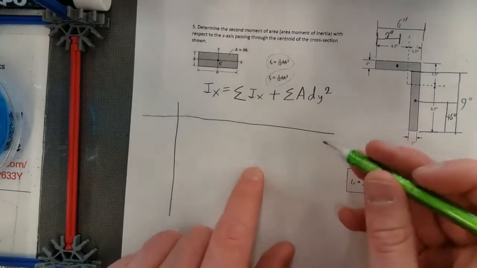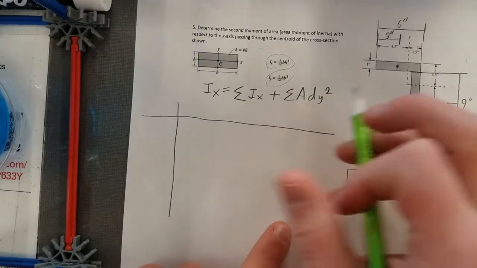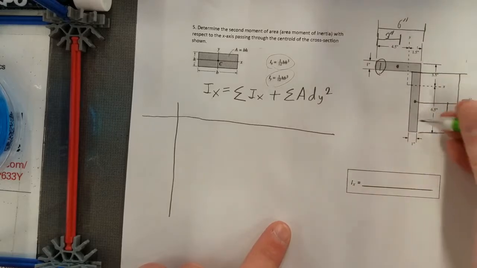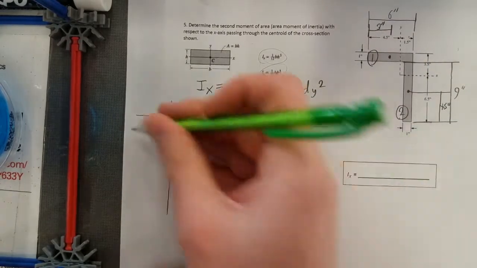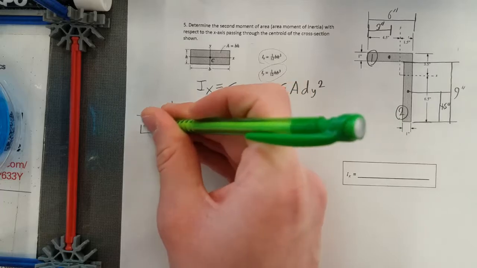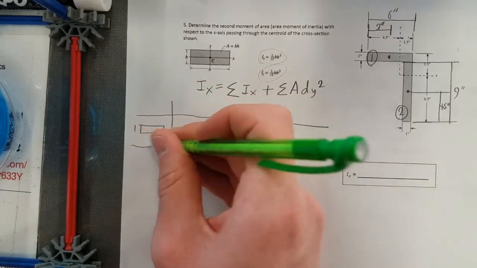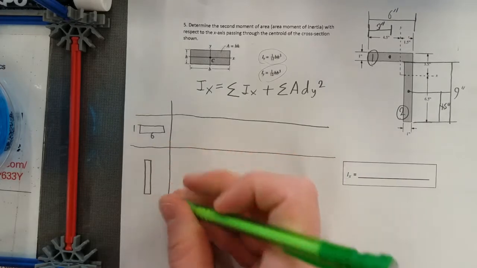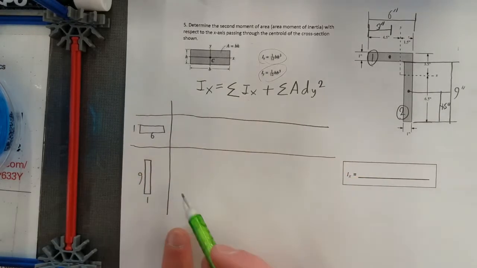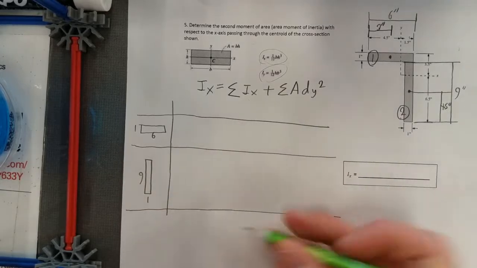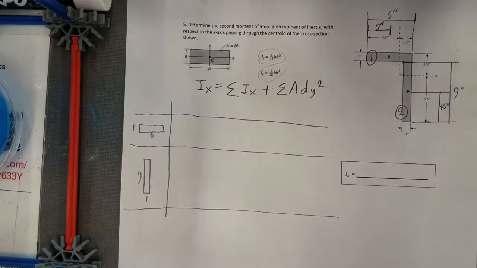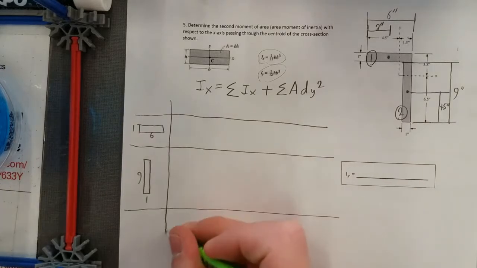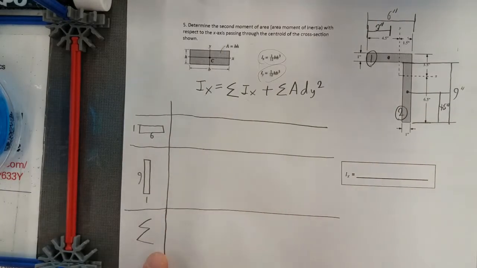Okay, so we've got that. And we can label these as shape 1 and shape 2, or we could just draw them off to the side. We've got 1 and 6, and we've got 1 and 9. And then last but not least, we need the table. Oh my gosh, I'm so sorry. I'll zoom out here so you guys can see more of what I'm doing. And then we'll have the sum over here.